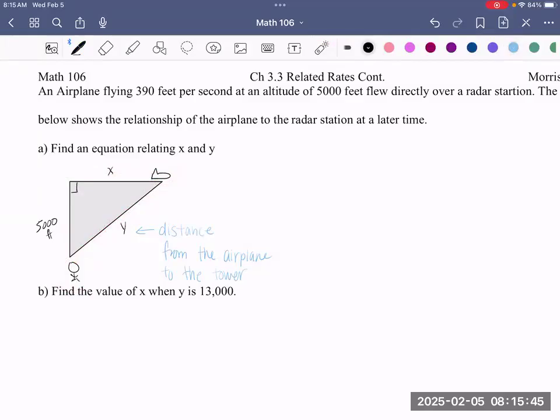Well, again, it is a right triangle, so we could use the Pythagorean theorem. In our case, we can just say x is still just itself, x squared. Your b in our case is your other leg. This would be 5,000. And your c in our case is just going to be representing your y here, the distance from the plane to the tower.